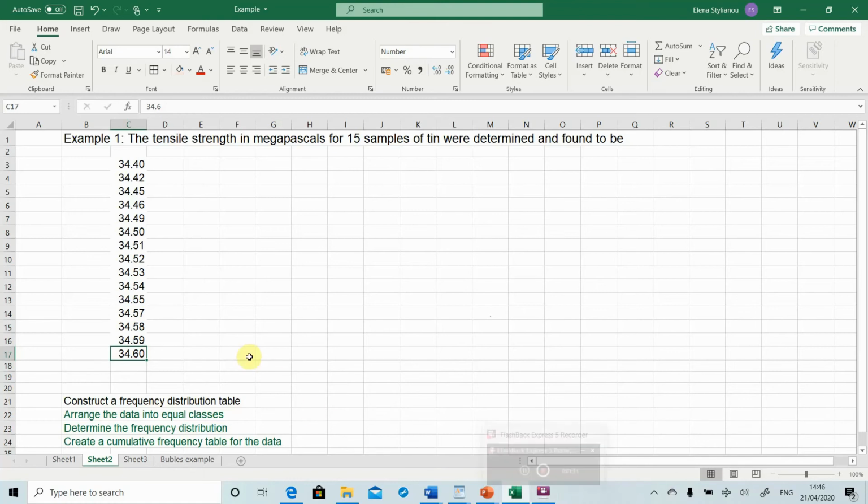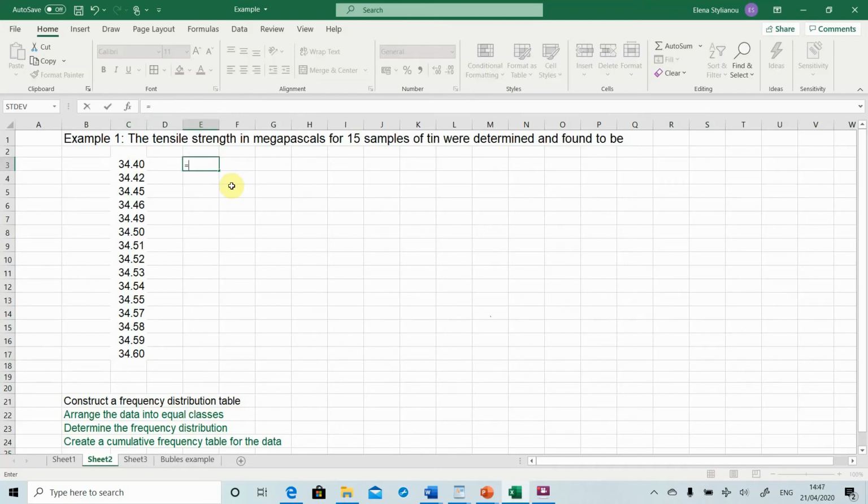We have to decide how many classes we will set up. Arrange the data into equal classes. For example, the range of our data is equal to: if from the largest data we take away the smallest data, we will get 0.20. It's the range of the data.